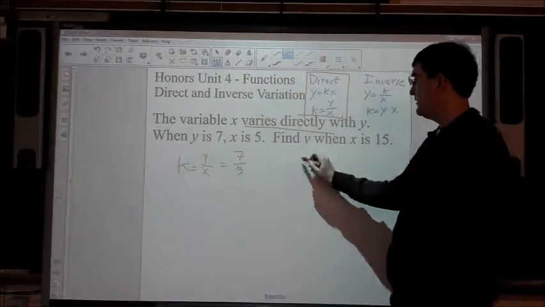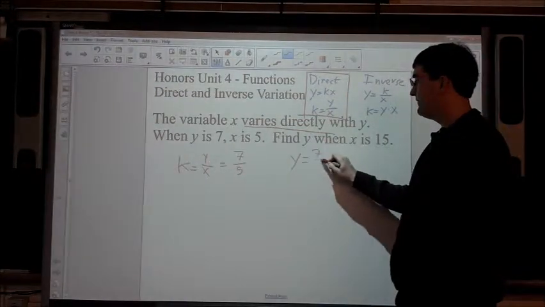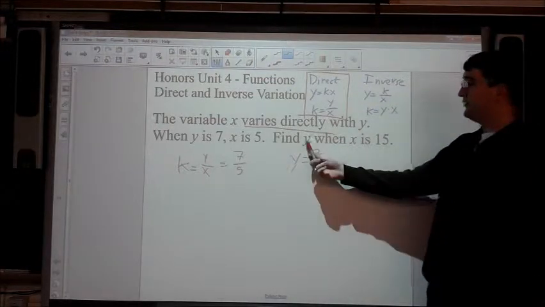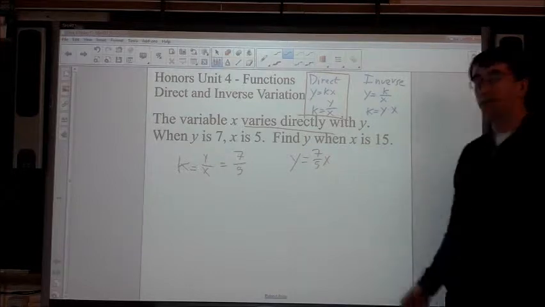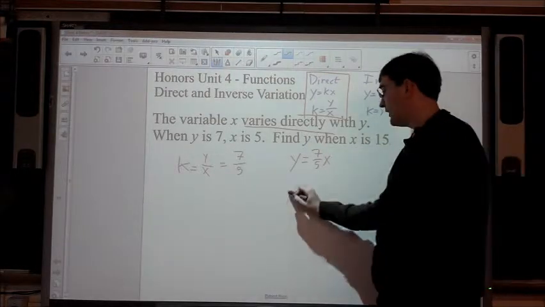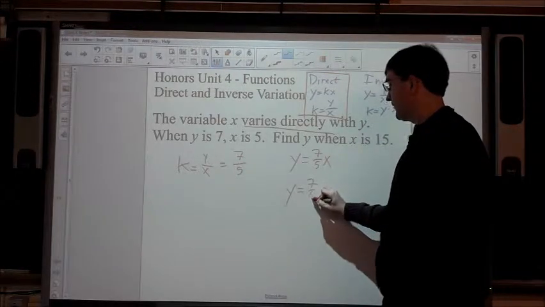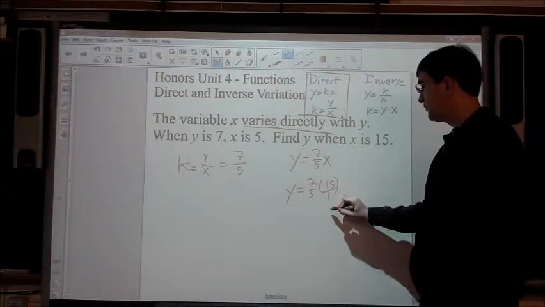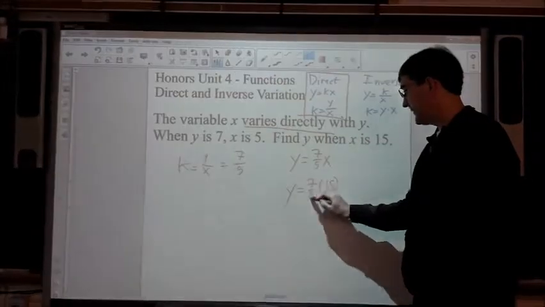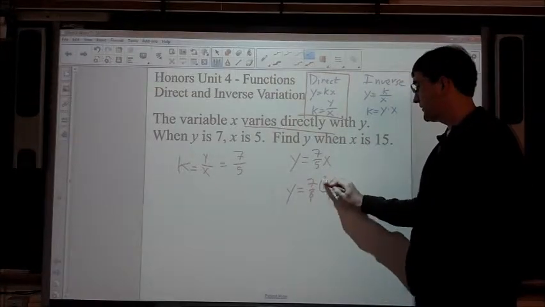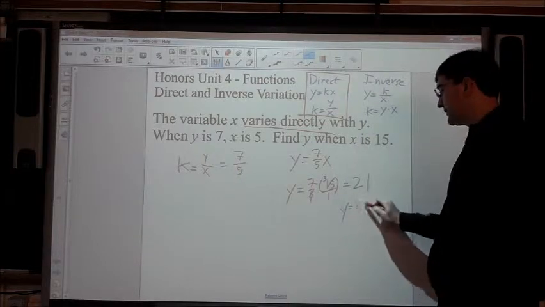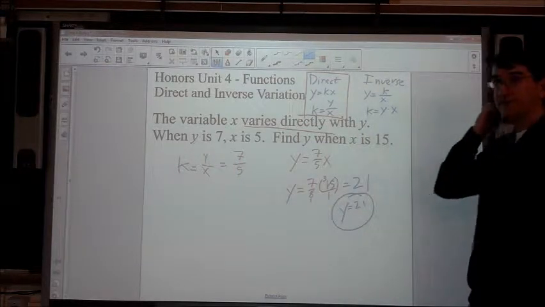And so my formula is y equals 7/5 x, which is useful because now I want to know what y is when x is 15. I just plug it in. Y equals 7/5 times 15. Let's see, I'm going to do 15 over 1 and say that I can cancel those. That's a 1, that's a 3, and so I end up with y equaling 21. So y equals 21 is my final answer.